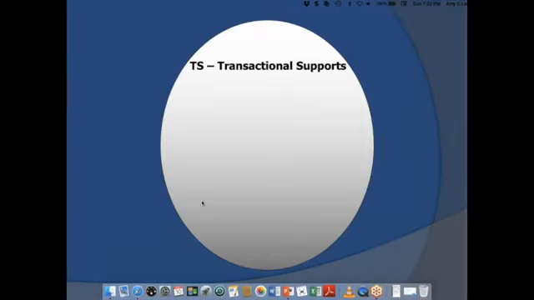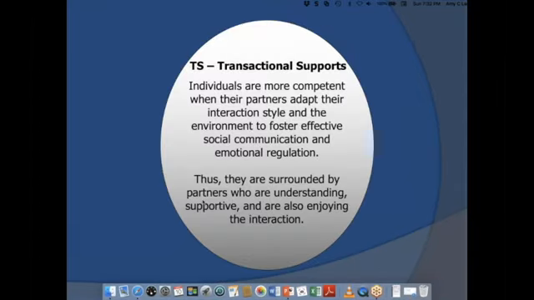Okay, I am going to jump ahead to this slide, which is the transactional support slide. Oop, I'm not going to jump that far. The transactional support slide, I said the first two abilities, social communication and emotional regulation, are what we're really looking to foster within the child, and that's what we are after for sure.